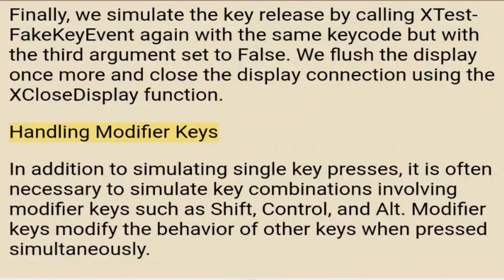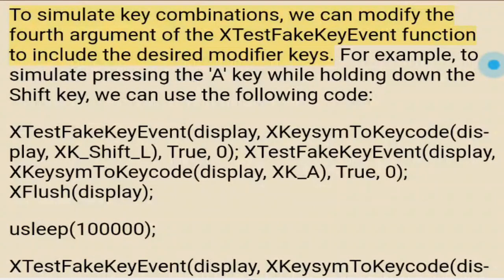Handling modifier keys. In addition to simulating single key presses, it is often necessary to simulate key combinations involving modifier keys such as Shift, Control, and Alt. Modifier keys modify the behavior of other keys when pressed simultaneously. To simulate key combinations, we can modify the fourth argument of the XTestFakeKeyEvent function to include the desired modifier keys. For example, to simulate pressing the A key while holding down the Shift key, we can use the following code.